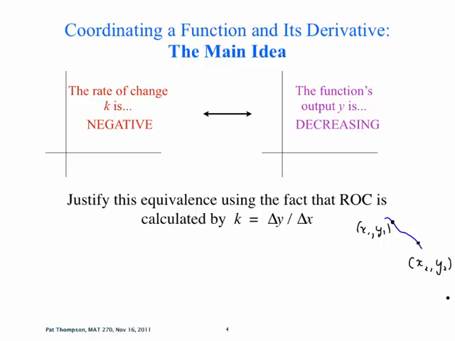So it starts with comparing y2 and y1. If the accumulation is decreasing, then how does y2 compare to y1? Less, right? The final y is less than the initial y. So what about delta y? Negative. Delta y, the change in y, is negative. Therefore, you've got a negative change in y divided by a positive change in x, which gives a negative rate of change.